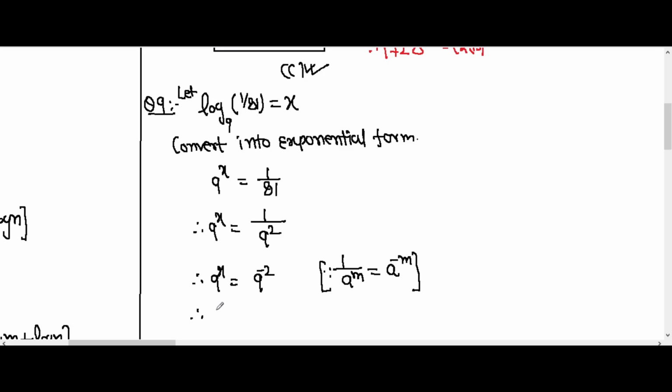Next, we did not find any such option, so D is the correct option, that is none of these. Next we have to find the value of log of 6, where we have given log of 2 as 0.3010 and log of 3 as 0.4771.